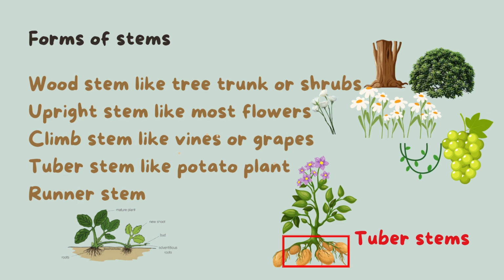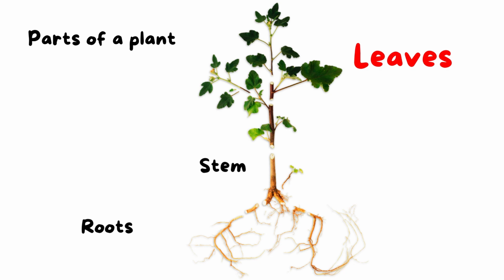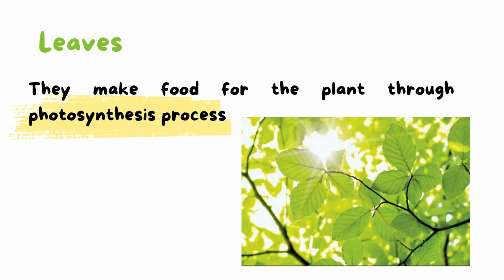So now we talked about the roots, the stem, and we know their functions, okay. Now it's time to talk about the last part of the plant that we will study, which is the leaves, okay. We know that the leaves make food for the plant through the photosynthesis process. We know this information, yes.